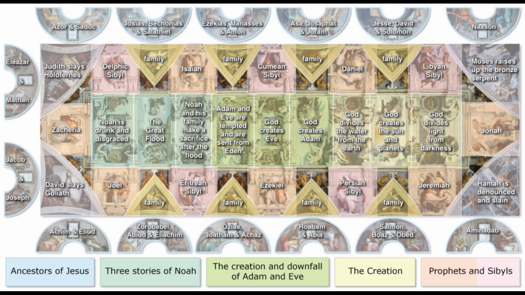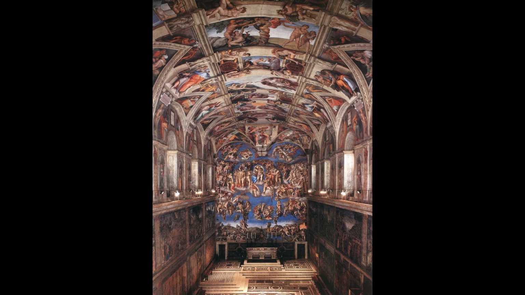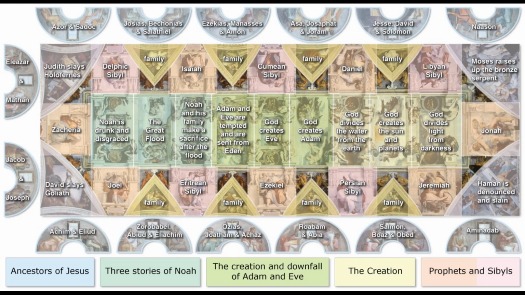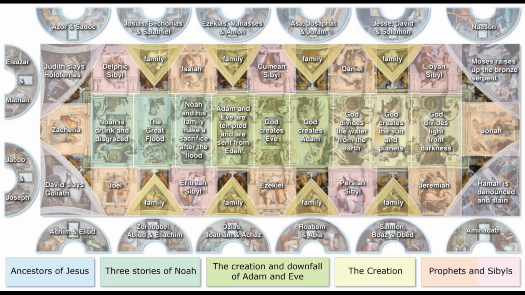So let's look in some more detail at the scenes in these spandrels and lunettes. Above the windows on each side of the chapel are 8 triangular spaces known as spandrels. As you can see, these are curved surfaces asking for triangular compositions, and on top of that, they are among the smallest spaces that Michelangelo had to paint, keeping in mind that people would only be able to admire them from ground level 20 meters below.